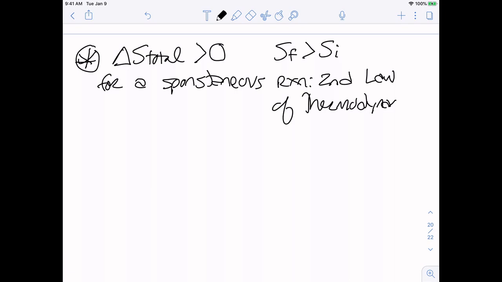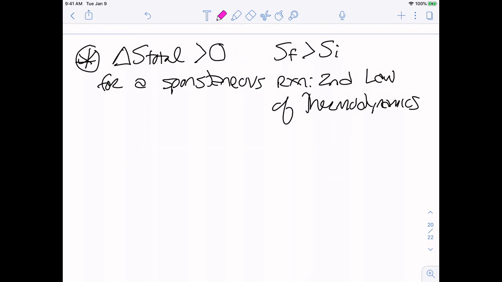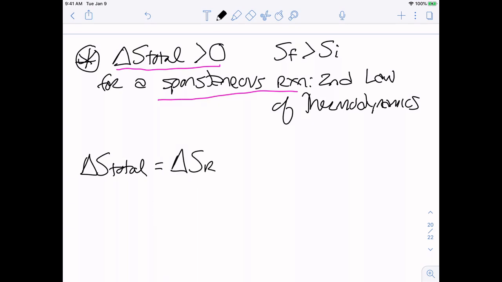Remember that a spontaneous reaction, right, is one that occurs on its own. If you just let it sit, will that reaction occur? And we're saying, yes, it will if my total entropy increases. We do need to remember that my total entropy, however, is both the entropy of my reaction, my system, plus the entropy of my surroundings.